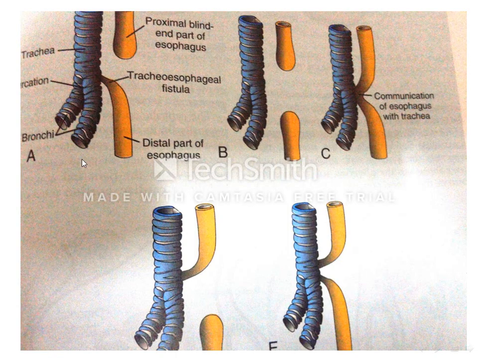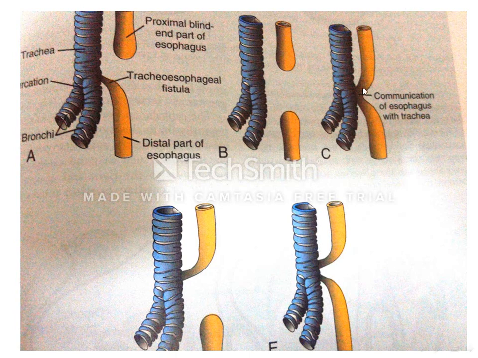Here, this figure illustrates the types of tracheoesophageal fistula. This is the commonest type, where there is a proximal blind end of the upper part of the esophagus. And here is the tracheoesophageal fistula between the distal part of the esophagus and the trachea at the level of bifurcation. While figure B illustrates atresia in both the proximal and distal parts of the esophagus.